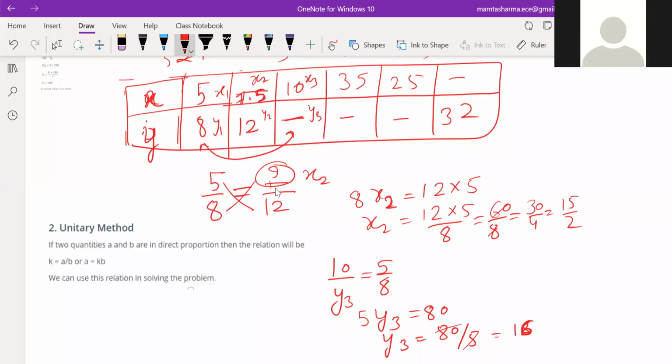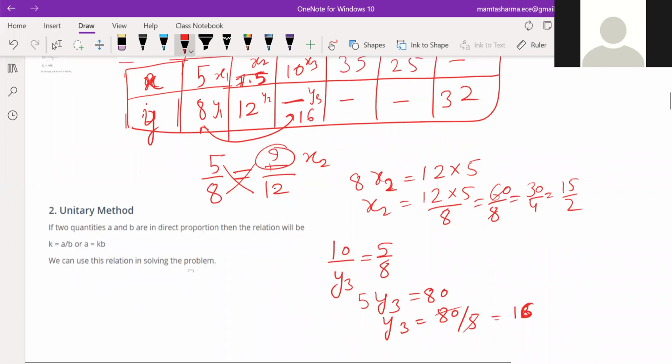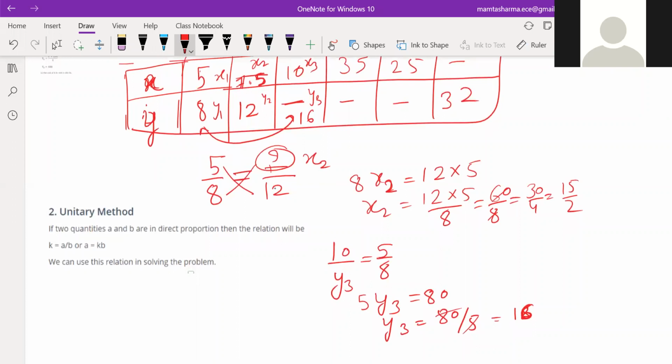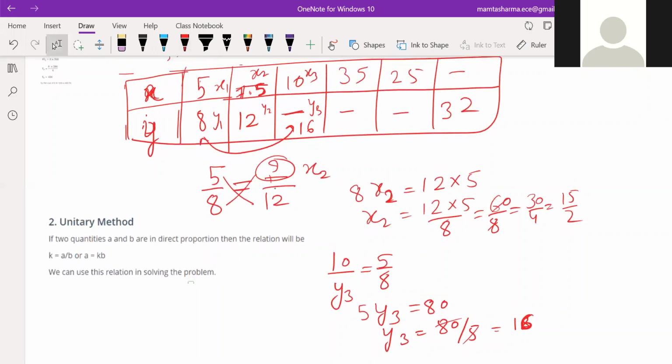Okay, 5 6s are 30. Now this would be Y3, which would be 16. So where is the confusion? We are getting the value by equating the ratio. That's it. Now calculate this X4 by Y4. Equate this ratio X4 by Y4 to 5 by 8.